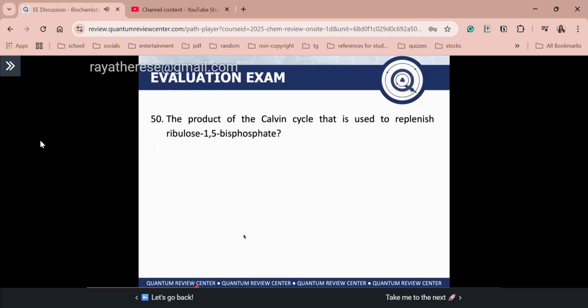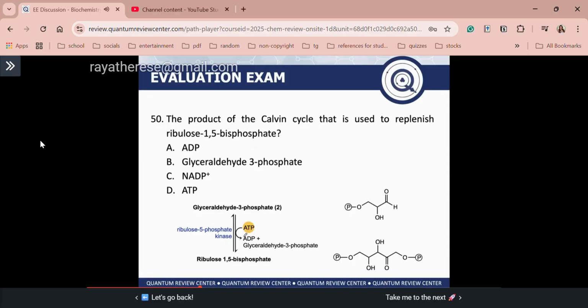The product of the Calvin cycle that is used to replenish ribulose 1,5 bisphosphate is, class, again, this is also your initiator molecule, right? Ribulose 1,5 bisphosphate. And in order to replenish this molecule, what specific reagent do we need? Is it letter A, ADP, B, G3P or glyceraldehyde 3-phosphate, C, NADP+, or letter D, ATP? Class, do you remember the specific reaction? As you can see, in order to regenerate your ribulose 1,5 bisphosphate, you need 2 molecules of glyceraldehyde 3-phosphate.